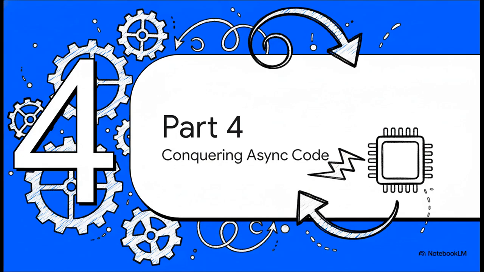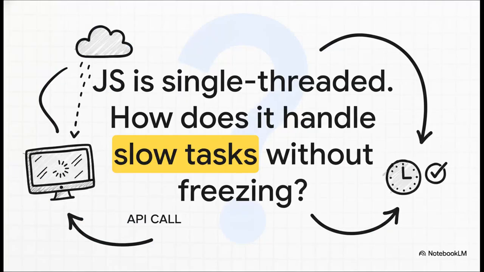And now for our final section. We're tackling the big one, the concept that often scares people the most, asynchronous code. This is the magic that lets JavaScript handle slow stuff without the entire user interface just freezing. So here's the puzzle. JavaScript can only do one thing at a time. It's single-threaded. So what happens when it needs to do something that takes a while, like fetching data from a server? If it just sat there and waited, your whole web page would freeze up. You wouldn't be able to click anything. So how in the world does it manage this?